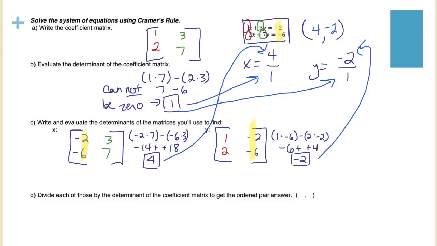Plus 3 times negative 2, so I would have 4 minus 6 is negative 2, so that checked. And then 2 times 4 is 8. 7 times negative 2 is negative 14. So 8 minus 14 is negative 6, so that checked. So I know that's the right answer.